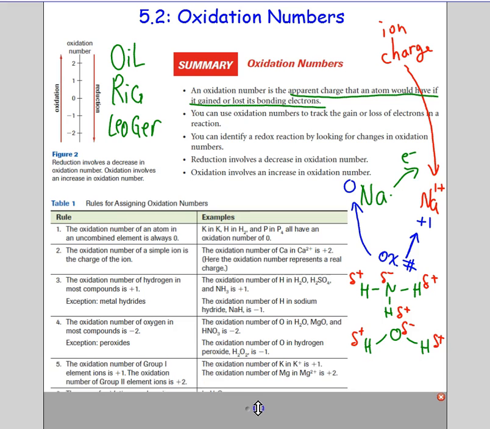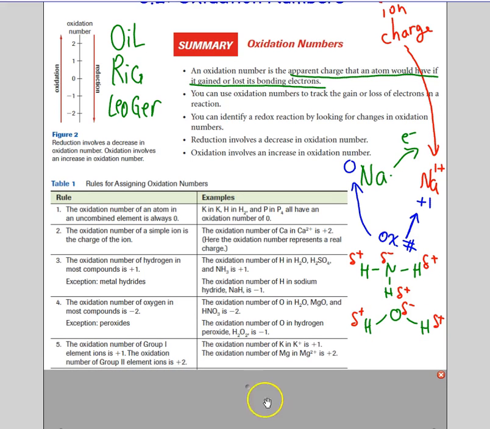Now, moving on, rule number 5. The oxidation number of group 1 element ions is +1 and group 2 element ions is +2. That's kind of a no-brainer, and that's sort of consistent with rule number 2. Because here it says the oxidation number of a simple ion is the charge of the ion. Rule 5 is just stating that we can know that if we look at the periodic table, anything that is an alkali metal will have an oxidation number of +1, and the alkaline earth metals would have oxidation numbers of +2. So there's some examples given in the second column.